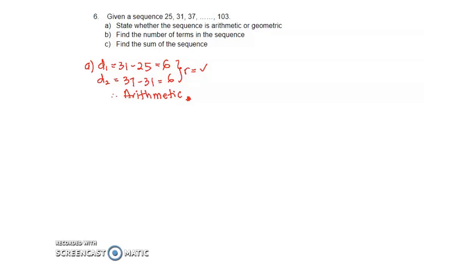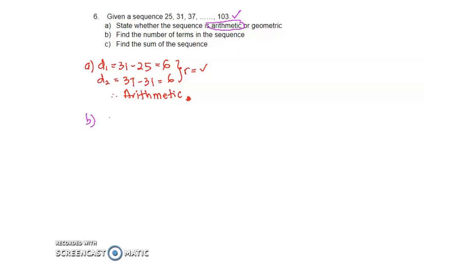Now look at question B. Find the number of terms in the sequence. So 25, 31 until the last number 103. How many numbers are in the sequence? We know that this is an arithmetic sequence, so we use the formula for an arithmetic sequence.